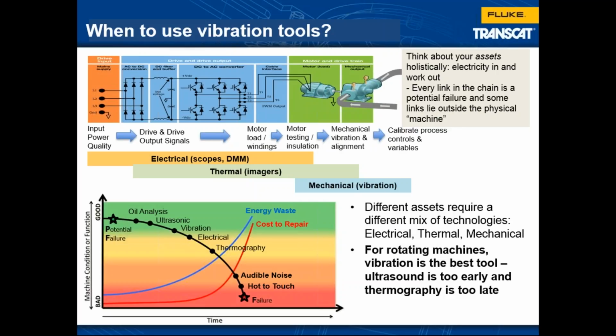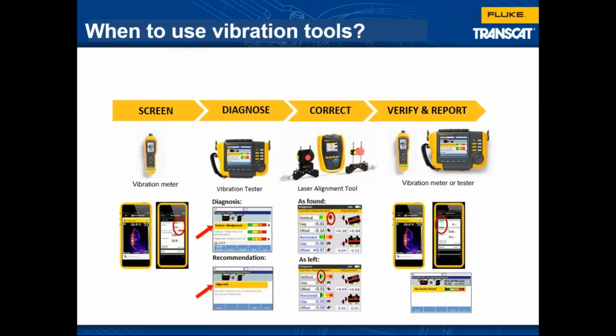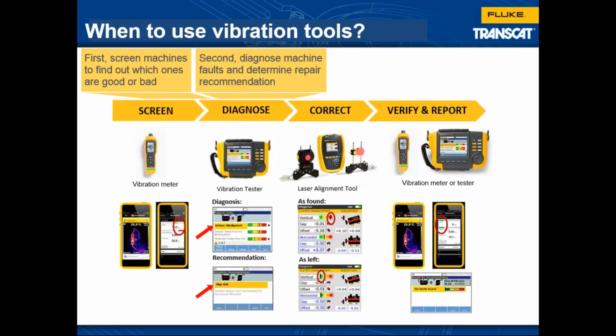So when to use which of these vibration tools? There are different types of vibration tools to do different tasks. So think about it as screen, diagnose, correct, and then verify. This slide does a real good job of showing how we would first use screening tools to find out which machines are good or bad. In this example, we're showing a vibration meter. You could also use a thermal imager. After we find out which machines are good or bad, and these are simple go/no-go devices, easy to use, and we'll talk about that. We'll show you what we mean by one of these.